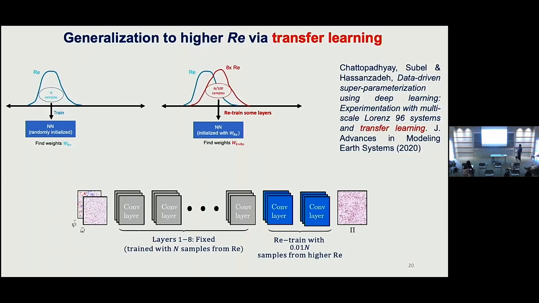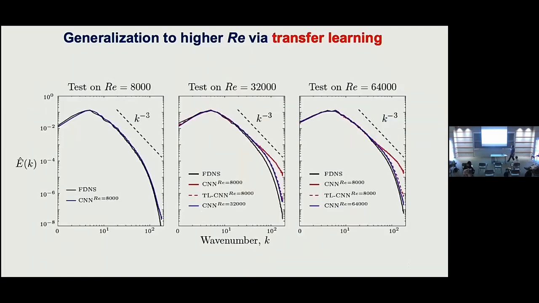What we have done is that we retrained only the last two layers, the deepest two layers, with 1% of the data. The reason that we picked the deepest two layers, following the general understanding from the machine learning literature, is that the shallower layers are learning the general features of the data. The specific features are learned in the deeper layers. So if you want to do transfer learning, you better retrain your deepest layers. We did this, and it actually works pretty well. You see that for the same problem, the dashed red line, that's with the transfer learned CNN, basically works as well as if you were training a new CNN with N samples, rather than 1% of N, the new data.